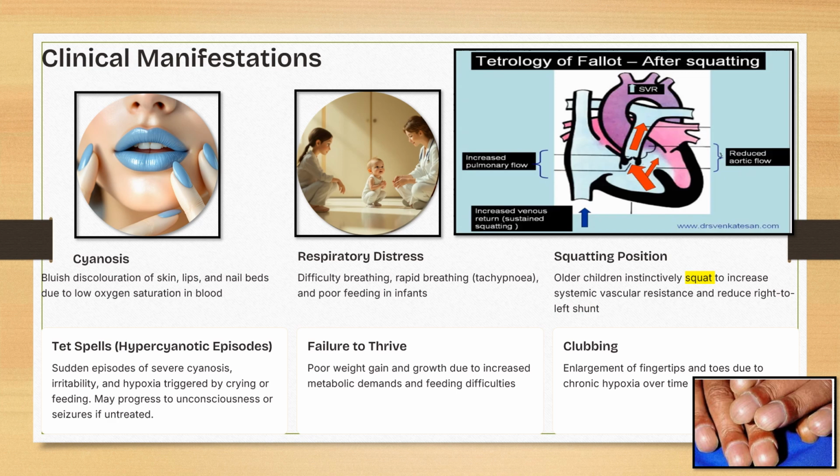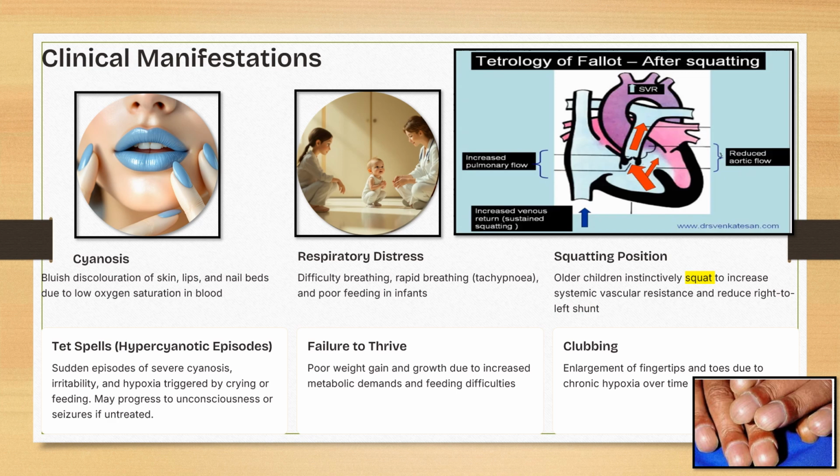Next, I would like to discuss the clinical manifestations. The first one is cyanosis, a bluish discoloration of the skin, lips, and nail beds due to low oxygen saturation in the blood. Then the second one is respiratory distress. This is breathing difficulty, rapid breathing, otherwise we can say tachypnea, and poor feeding in infants.